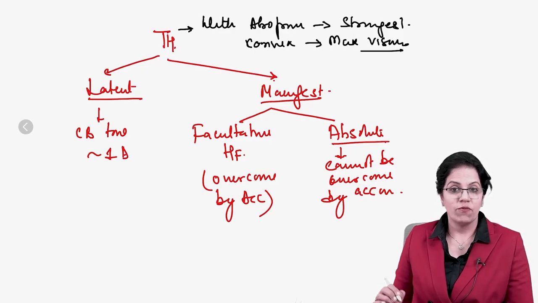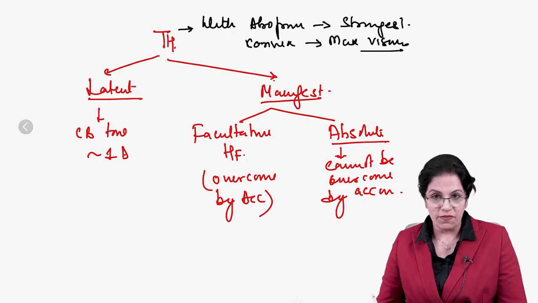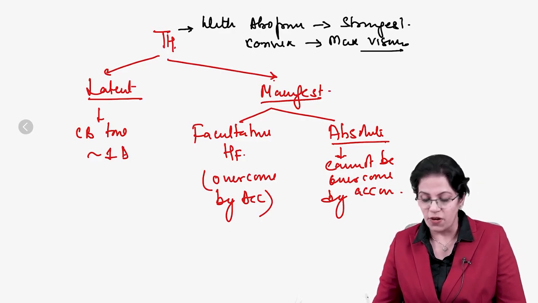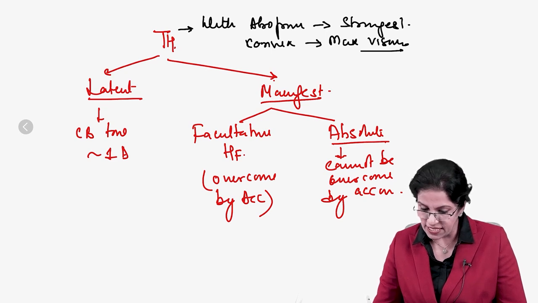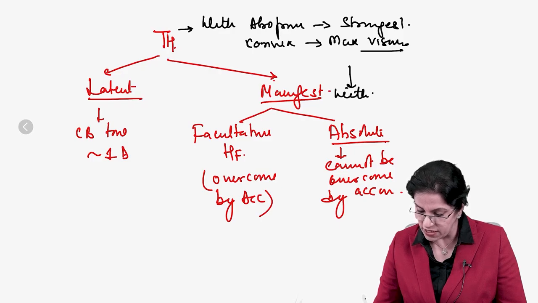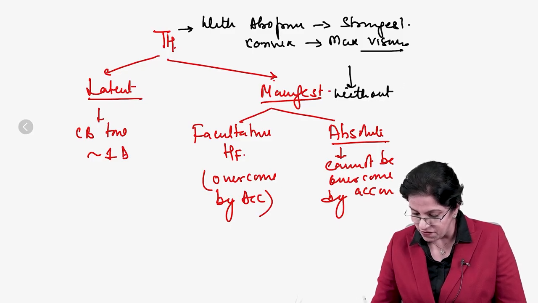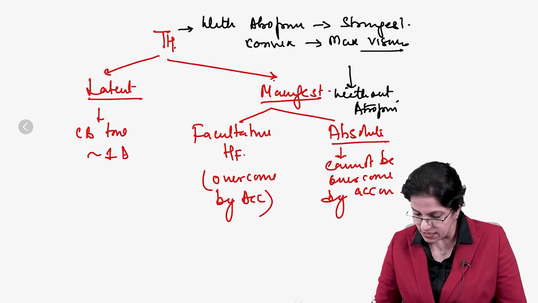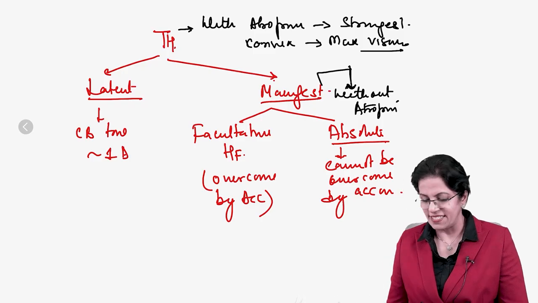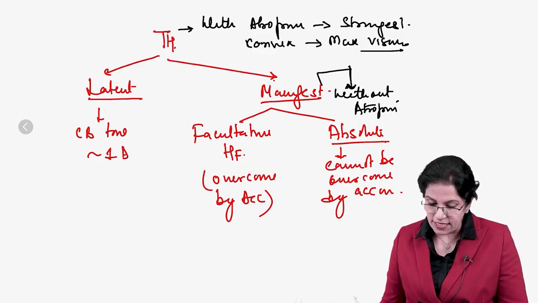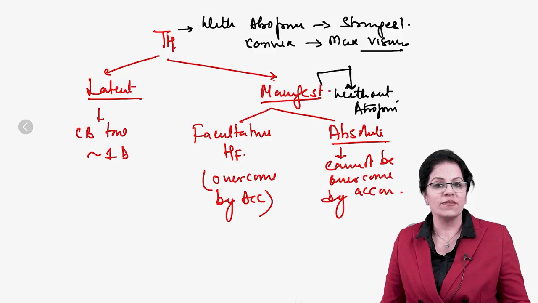Then, what is manifest? Manifest means that you have not used atropine. So, everything is the same except this is without atropine. What is the strongest convex lens giving maximum vision without atropine? Right? So, this is your manifest. And what is absolute? How do you find absolute?